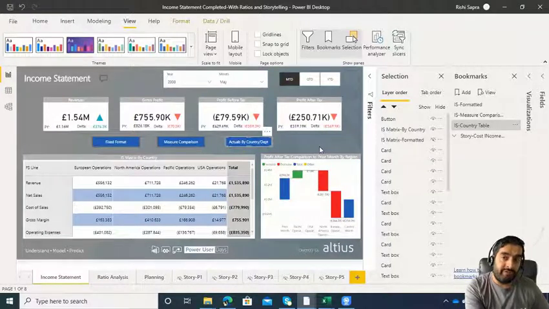Think about that journey. Think about that journey of starting with, is my performance good or bad? How good or bad is it? Why? And then what can I do about it? With that in mind, you can't go too far wrong with data visualization.